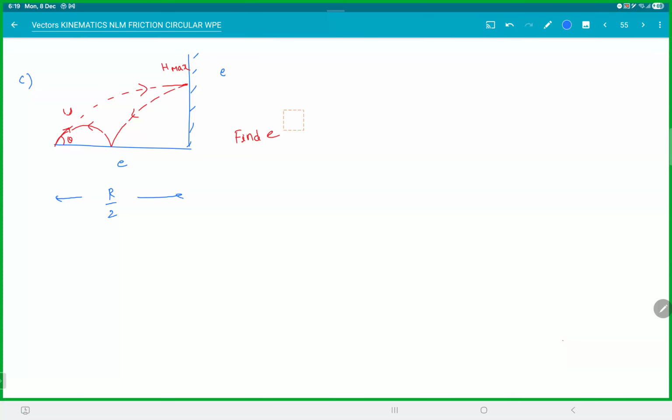How do we do this? So when you hit the H max, speed is u cos theta. You will bounce back with eu cos theta. That means you will go and land at a distance of e times R by 2.